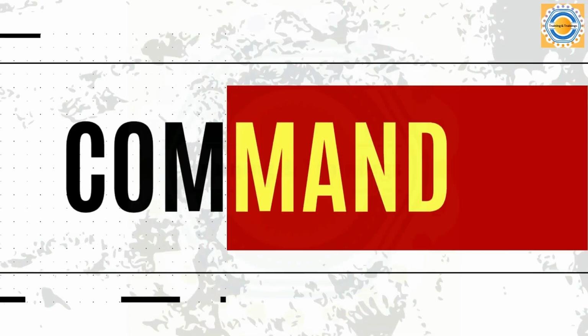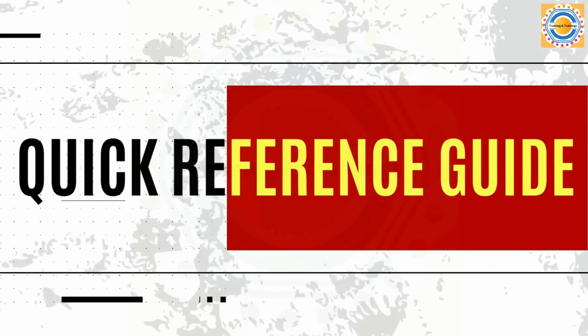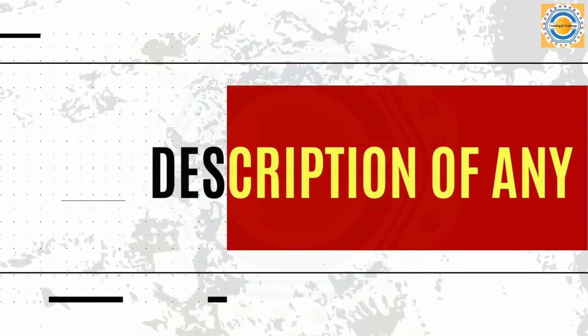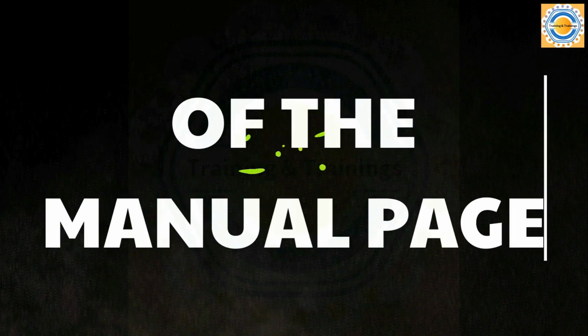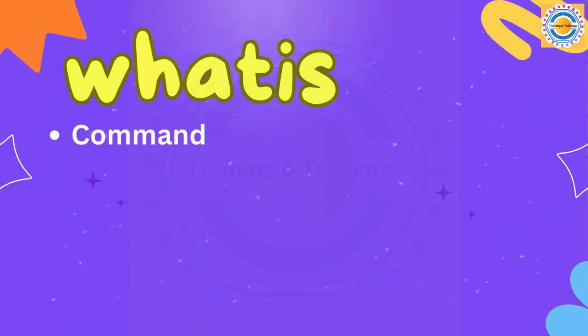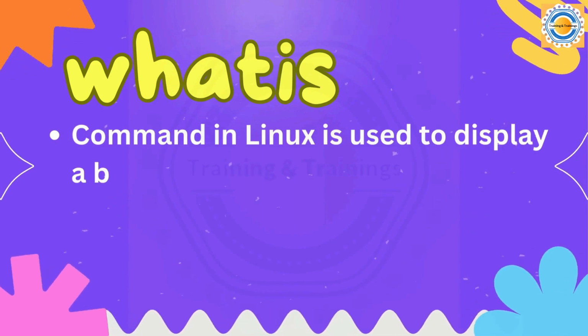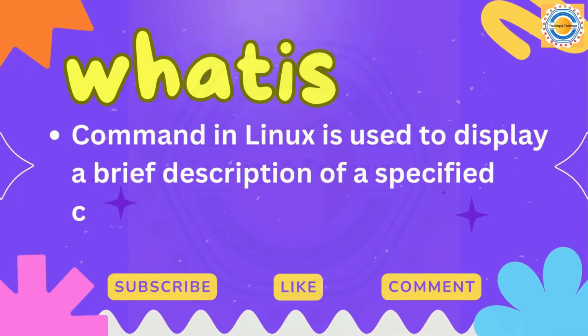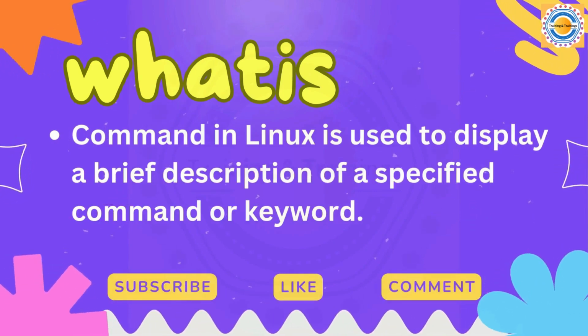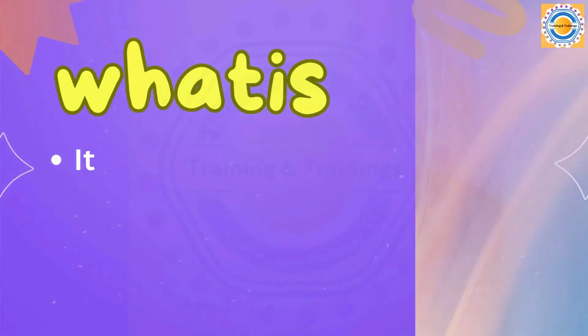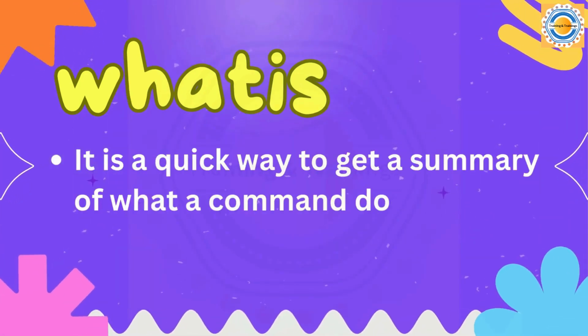The whatis command is like having a quick reference guide right at your fingertips. It provides a concise description of any command you throw at it. Think of it as your Linux dictionary. It searches the manual page names and gives you the first line of the manual page, which is a brief description of what the command does. The whatis command in Linux is used to display a brief description of a specified command or keyword. It is a quick way to get a summary of what a command does.